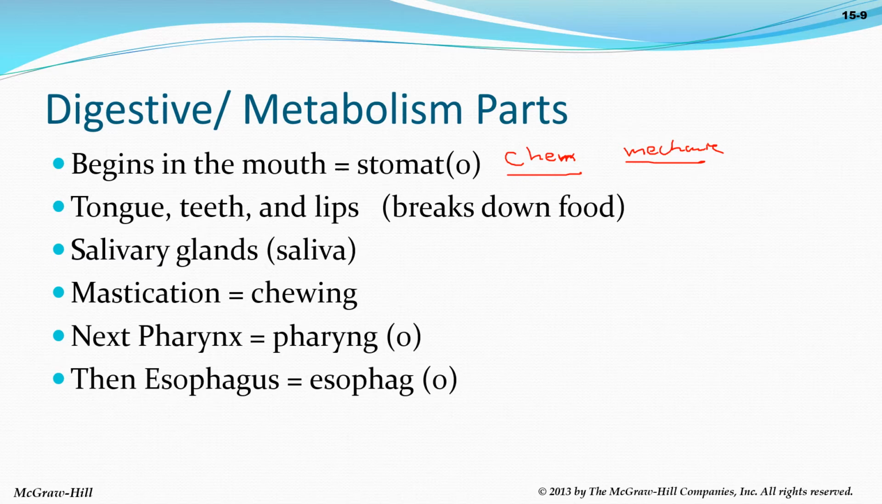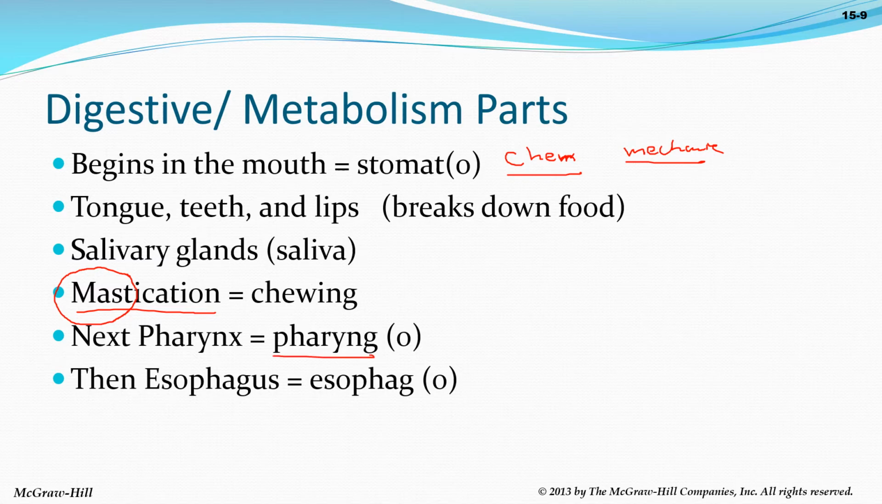The term for mastication, the term for chewing, is mastication. Can you guys point to your mastoid process? You guys remember that? So the muscle of mastication will attach at the mastoid process. Right? Your masseter is your muscle of mastication.